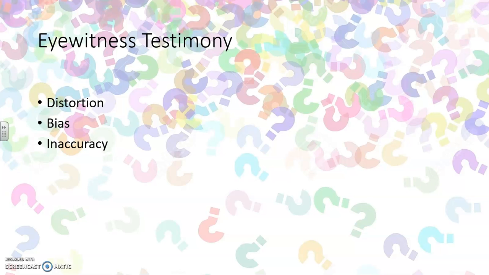With eyewitness testimony, there could be distortion. Earlier in this unit you saw the Brain Games episode, where the couple stole the purse at the beginning, and people couldn't really tell who did what. There could be bias. You might have a bias towards people who wear purple shoelaces, and that bias can make you say, oh, the person with purple shoelaces stole the purse. And there could just be some inaccuracy. You weren't paying attention. It wasn't something that was relevant to you.